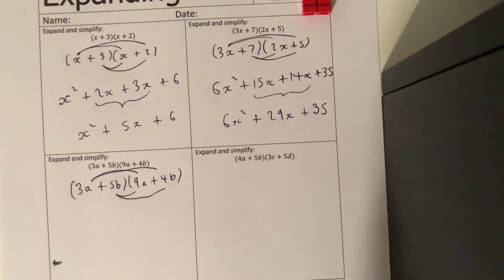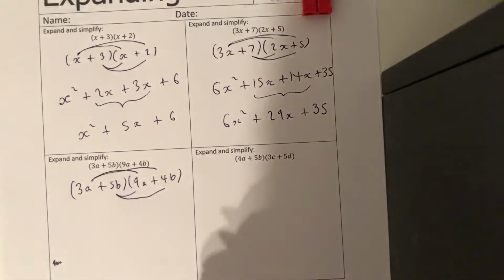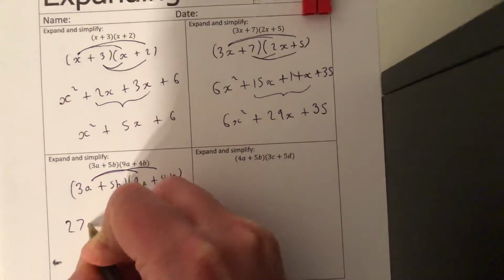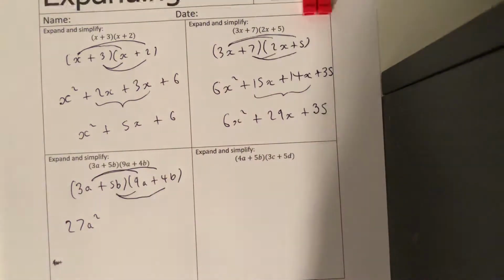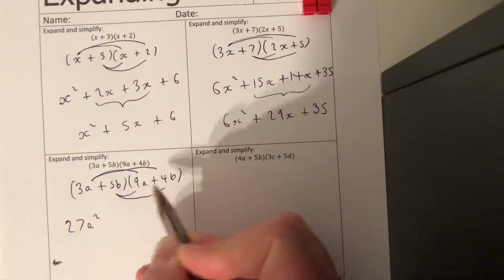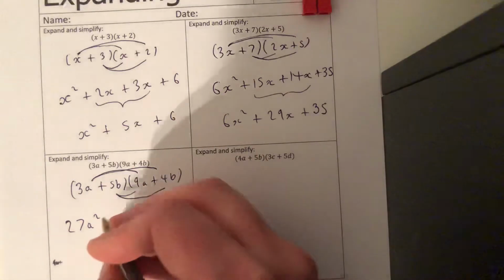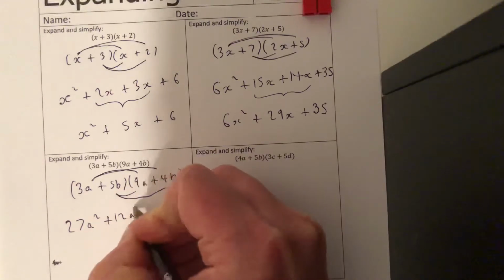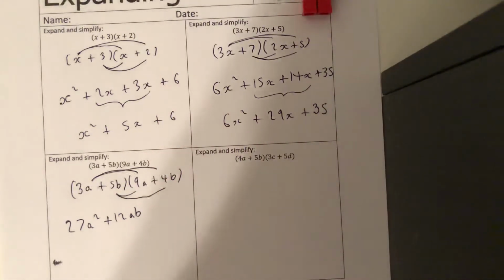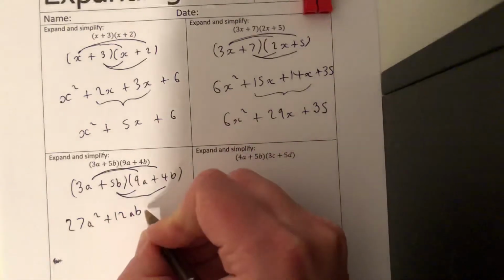So this time we're going to do 3a times 9a, which is 3 9s, 27. A times a is a squared. So 27a squared. We'll start again systematically. 3a times 4b, so 3 4s are 12. A times b, that's ab, so 12ab. That's the second one. Again, just like the past, there's 4 arrows, 4 pieces I'm going to have now.